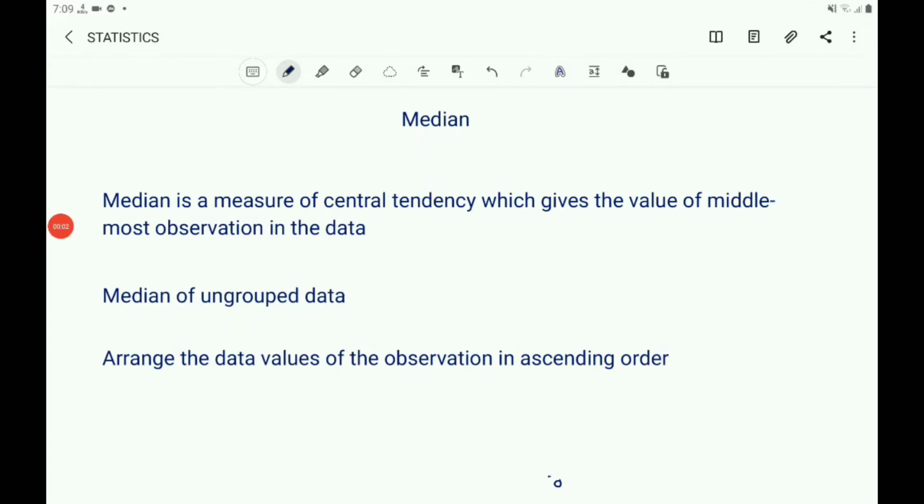Dear children, let us continue the chapter statistics. Now let us discuss about the median. You know what is median?